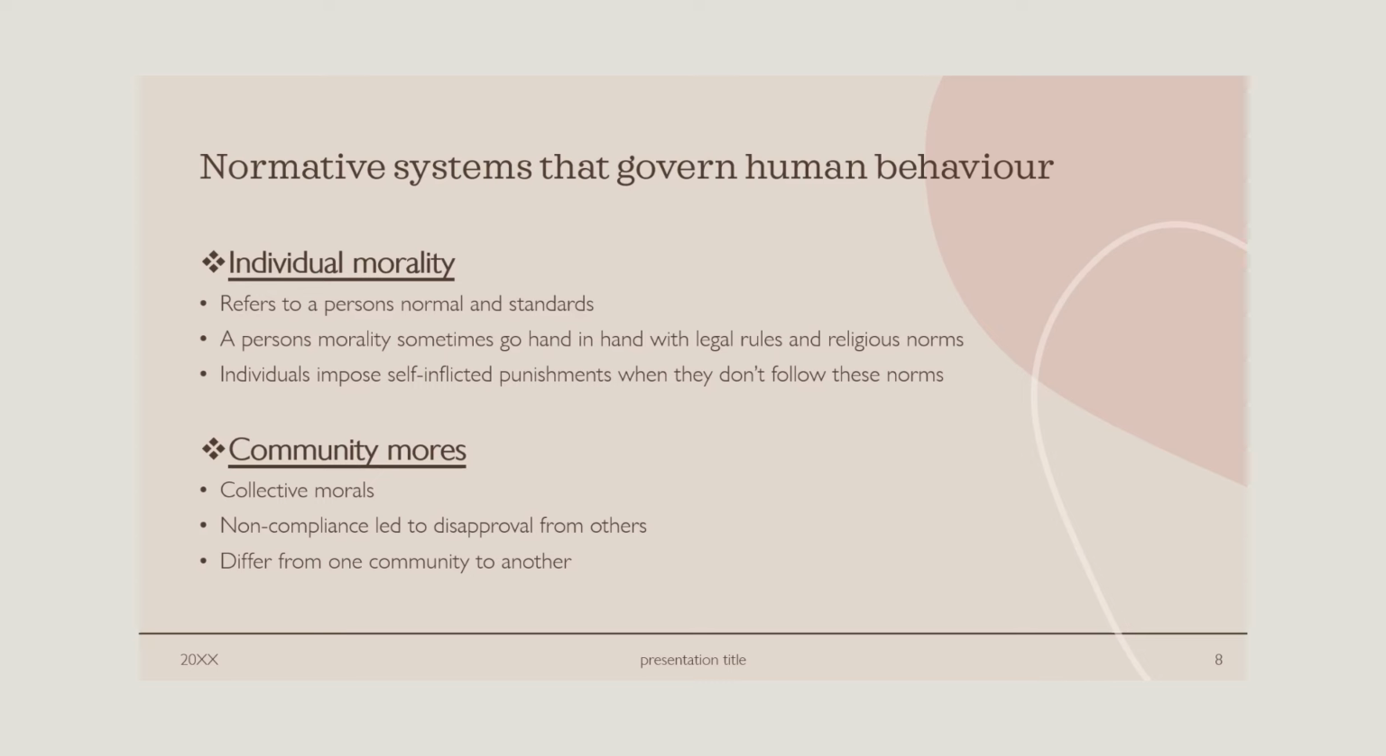Then community mores, which are collective morals. Sometimes you live in a specific community that lives by certain rules, and everyone collectively follows those rules because they're your community rules. Non-compliance leads to disapproval from others. If you don't comply with the rules set by the community that everyone else follows, then often we get frowned upon or disapproved of by others. And this obviously differs from one community to the next.